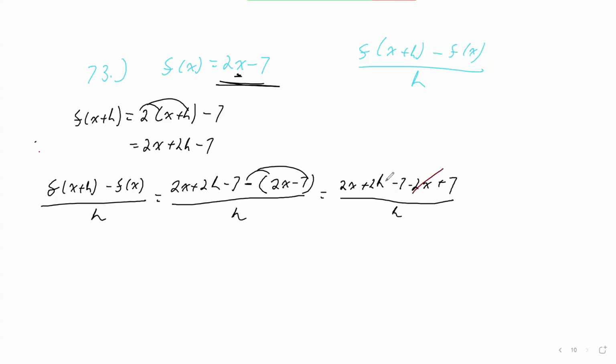So I can see that the 2x and negative 2x will cancel, and the negative 7 and positive 7 as well. So I'm now left with 2h divided by h. So the h's cancel, and 2 is my final answer.